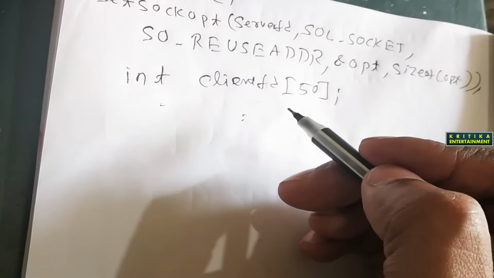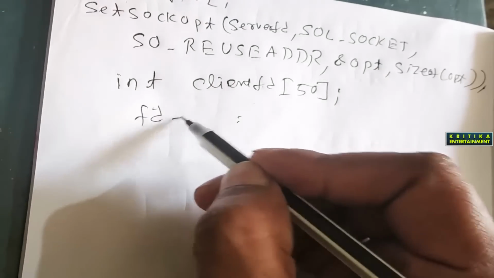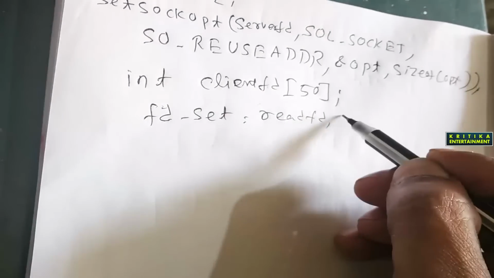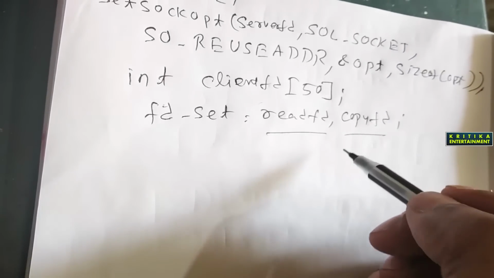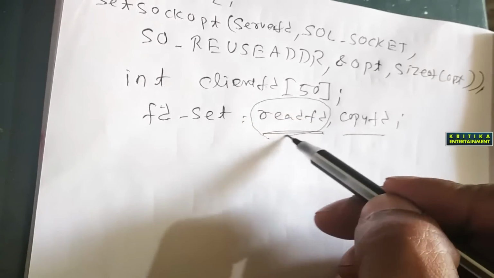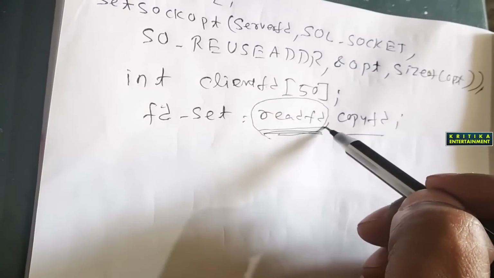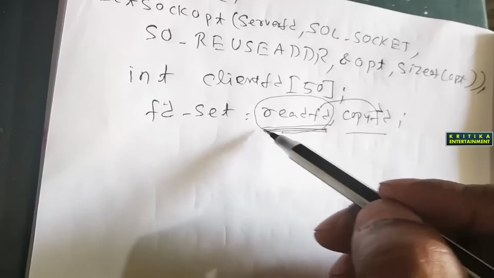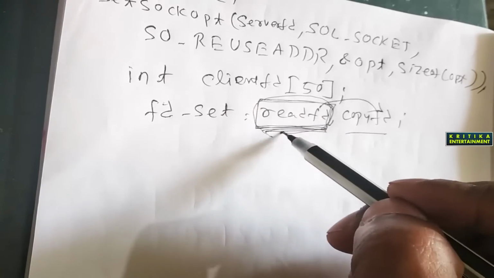Then what will we declare here? We will declare an FD underscore set: read FD and another one, copy FD. Two FDs I have declared. Why? I will tell you later. Read FD is my primary FD. So whatever FDs come from the server, I will add to this FD. After adding, I will copy this into copy FD. It is my original, so I can track how many FDs are added.